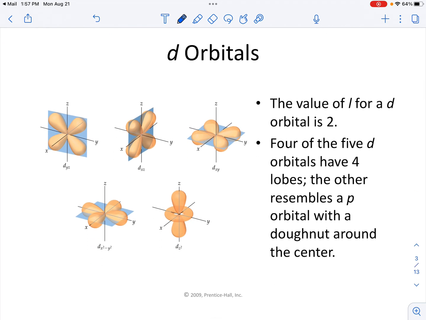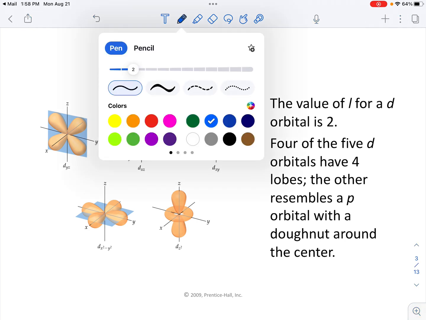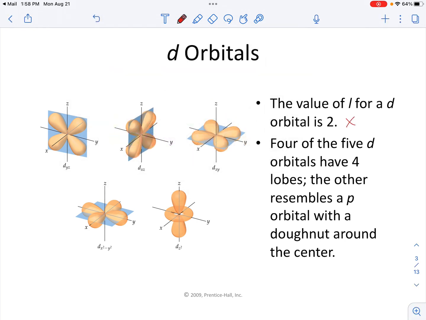D orbitals are going to be less important for what we're doing here. Again, you don't need to worry too much about what it's saying with regard to the quantum numbers. That's not going to be too critical here. Same thing, each orbital can hold up to 2 electrons. D orbitals, all but one of them, kind of look like double p orbitals, so 4 lobes oriented in different ways.